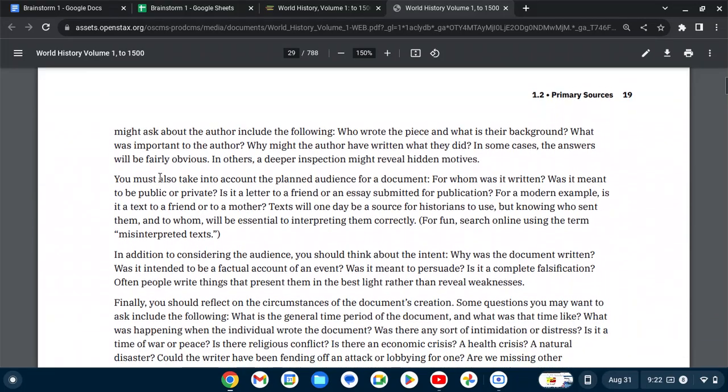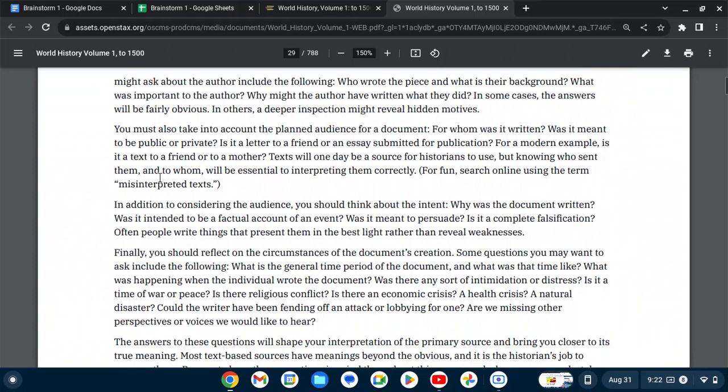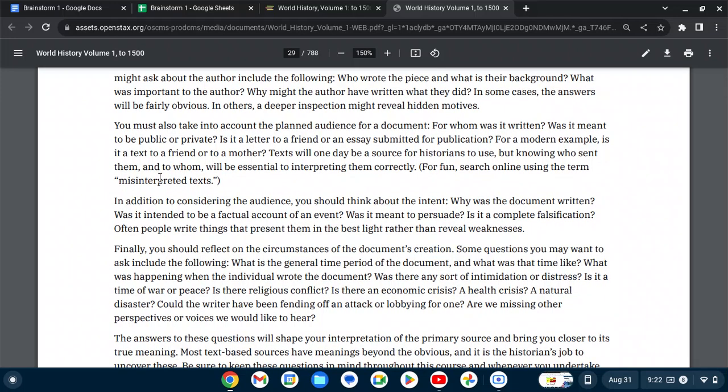Some questions you might ask about the author include the following: who wrote the piece and what is their background? What was important to the author? Why might the author have written what they did? In some cases, the answers will be fairly obvious. In others, a deeper inspection might reveal hidden motives.